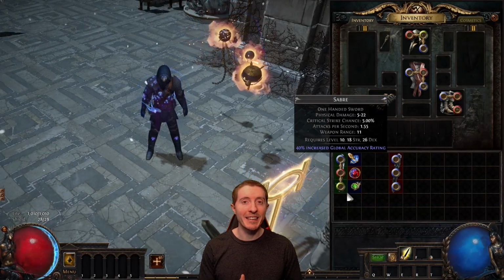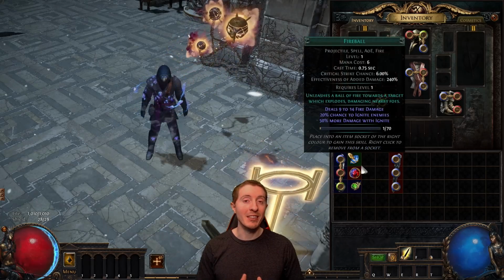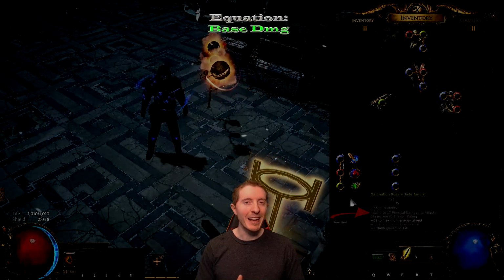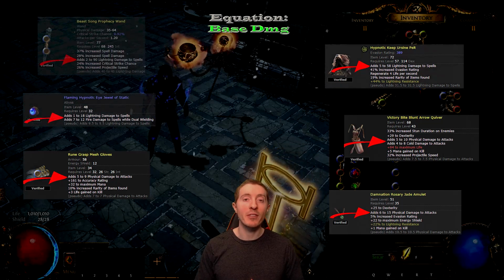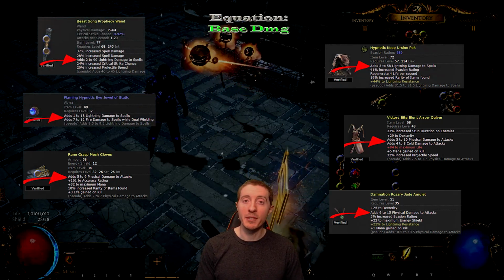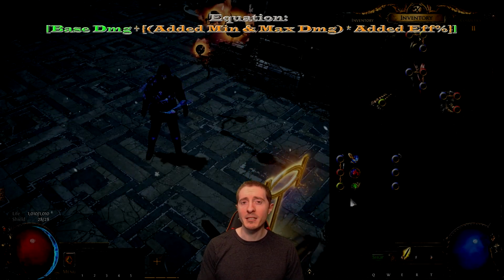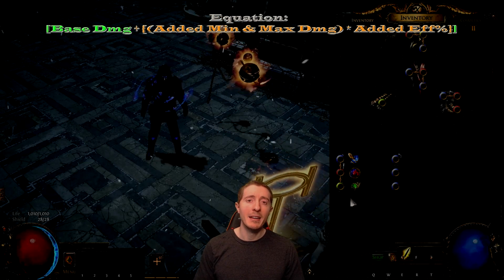First, we have our flat damage. This is going to be the damage that we see here on our weapons, or we see here on our spells. Our flat damage range is the first part of our calculation. Anything that adds to or modifies our minimum and maximum damage range is where we start our fun. Once we have our minimum and maximum values, we're going to multiply that by the skill's added damage effectiveness.